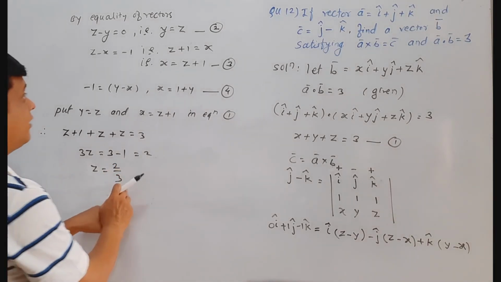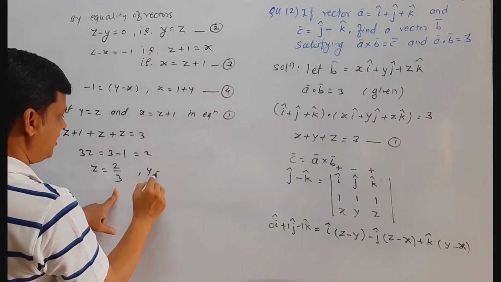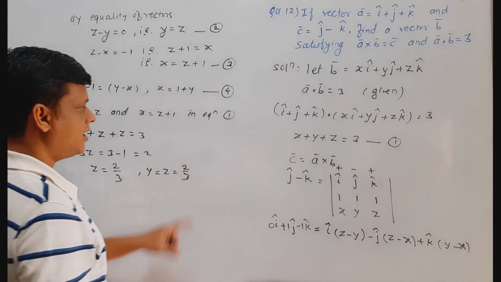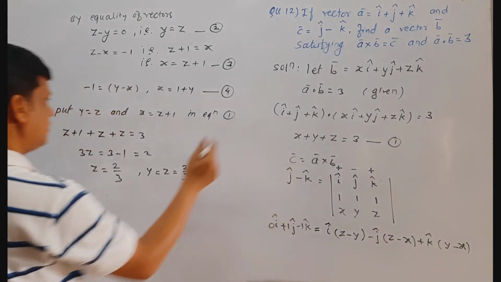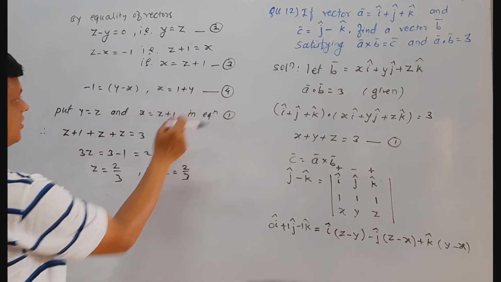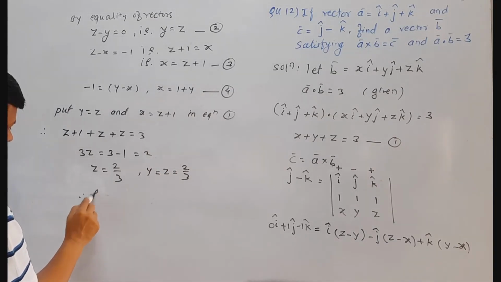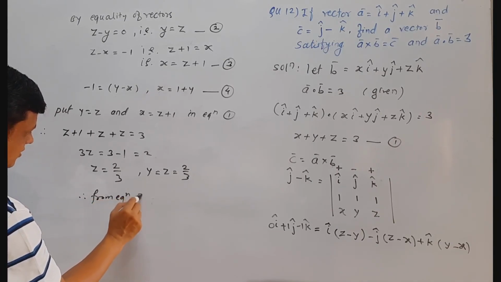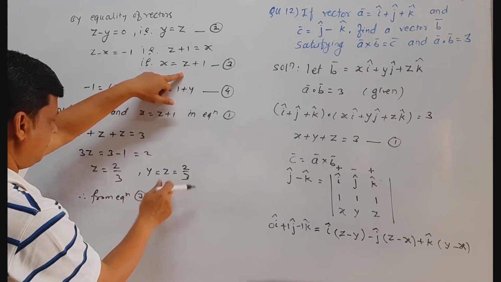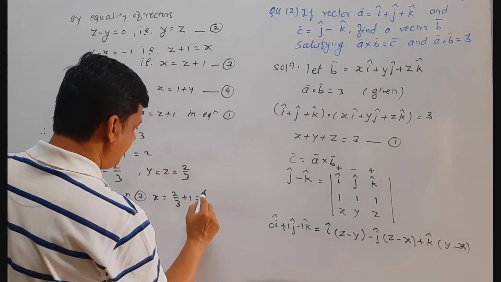And from equation 2, y equals z. So we write y is equal to z is equal to 2 by 3. That means y is also 2 by 3. Now we have to find the value of x. So substitute this value in equation number 4 or equation number 3. Therefore, from equation 3, we have x is equal to z plus 1. The value of z is 2 by 3. So 2 by 3 plus 1, we get 5 by 3.